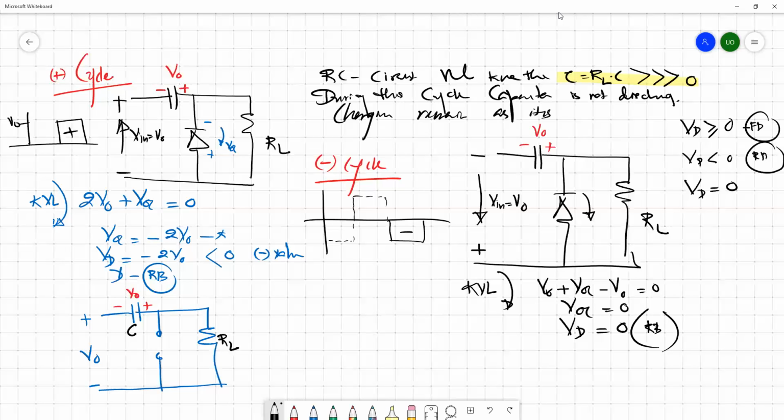So then we can simply remove the impact of this diode, because now the diode is reverse biased. So we can remove it using an open circuit element. So what about the voltage across the resistor VR?